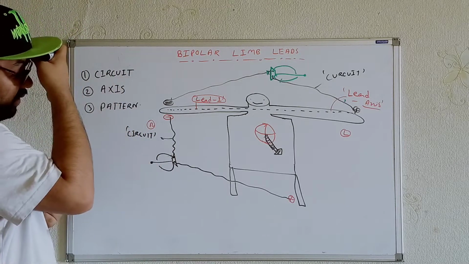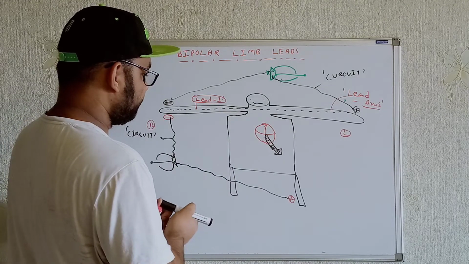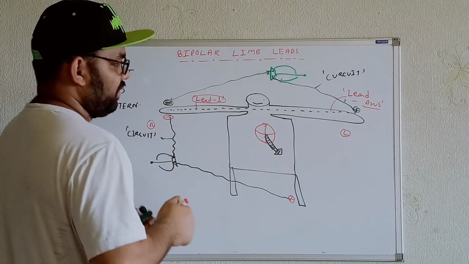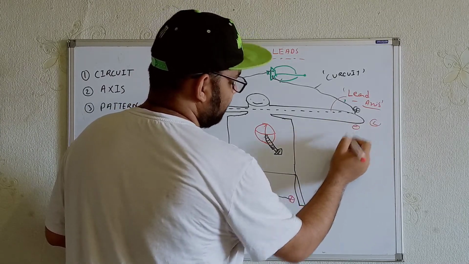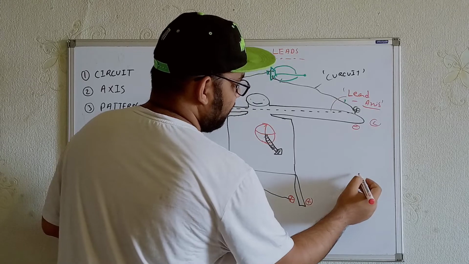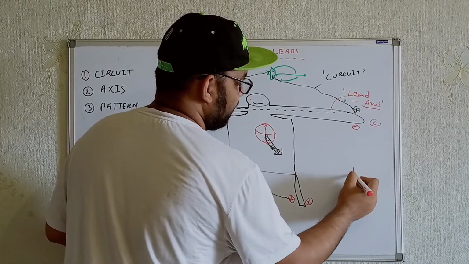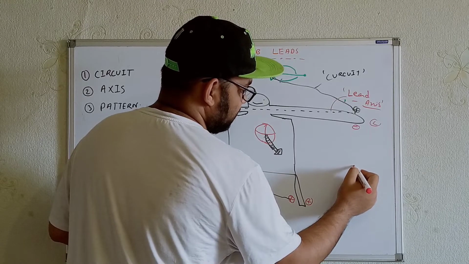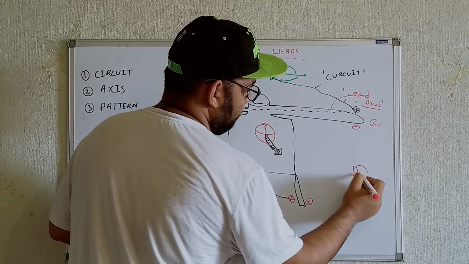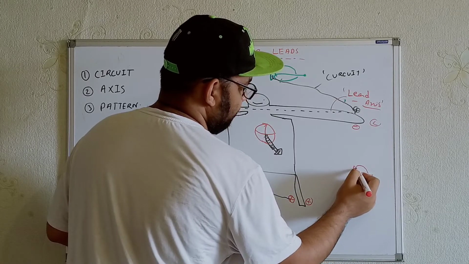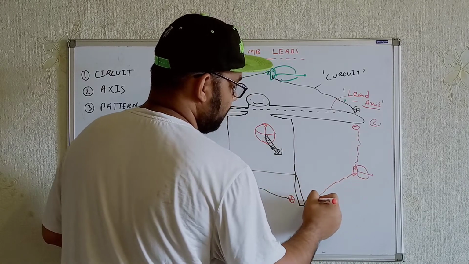In the same way, if I want to get the view from these directions, I can use one more lead over here. On the left side, I'm using one more negative and one more positive, and in the same way I'll use another galvanometer just to measure these things. I'm attaching the negative one and the positive one.